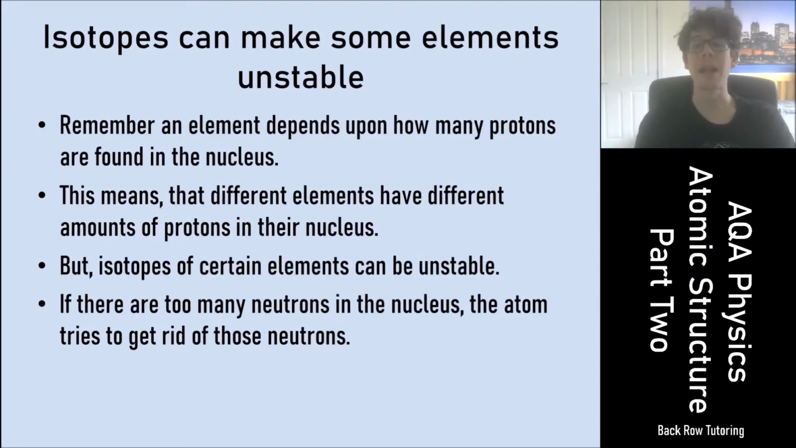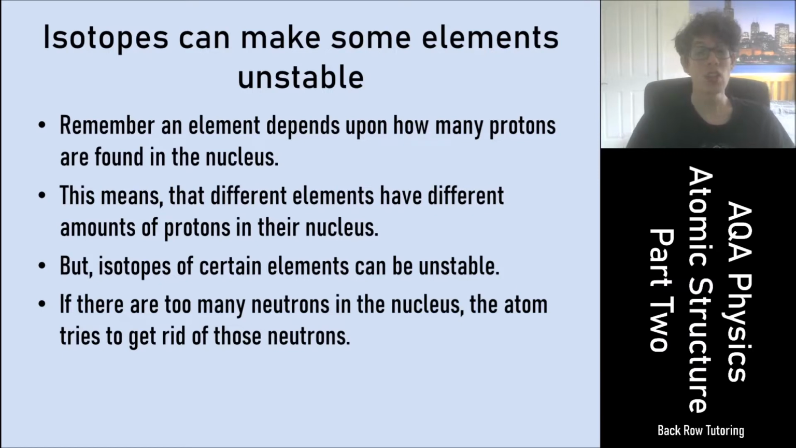Isotopes can make some elements unstable. Remember, an element depends upon how many protons are found in the nucleus, not the amount of neutrons. This means that different elements have different amounts of protons in their nucleus. So different elements on the periodic table have atoms with different amounts of protons in them. But isotopes of certain elements can be unstable.